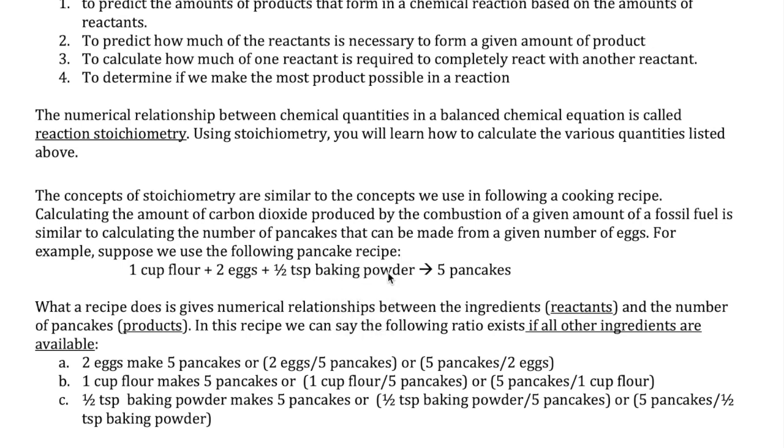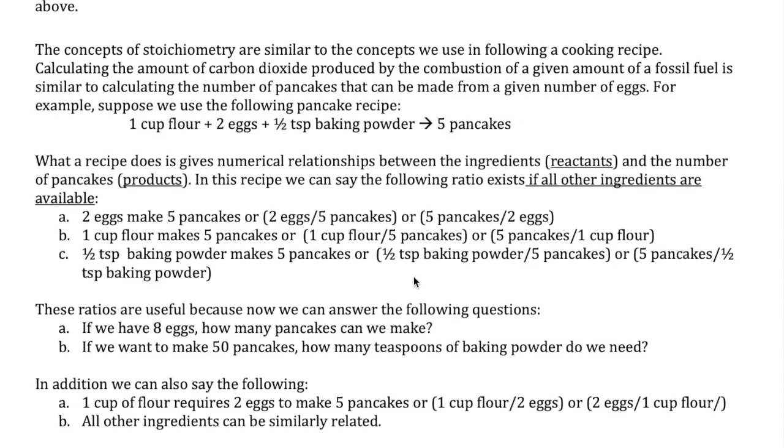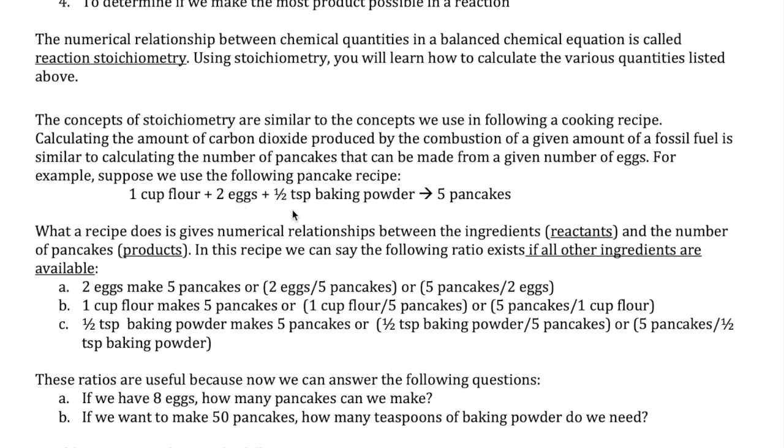But that's exactly what a balanced chemical equation is. So if I write 3H2(g) + N2(g) goes to 2NH3(g), it's the same idea. It's an abbreviated recipe for making NH3 gas, or ammonia. Now, let's go back to our recipe. What it gives us is a way to relate one ingredient with another, doesn't it? So here is how you can interpret the recipe, assuming all the other ingredients are available. Now, that's a really critical assumption, as you'll see later.